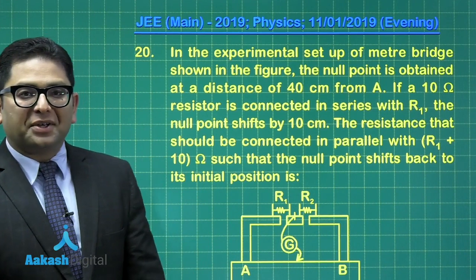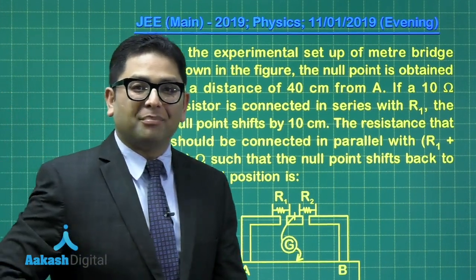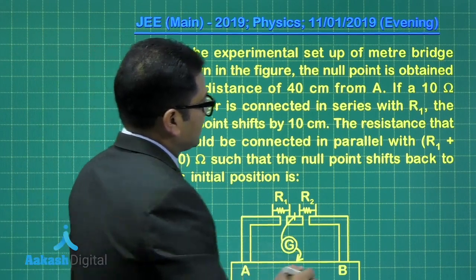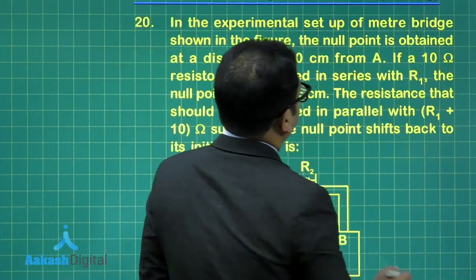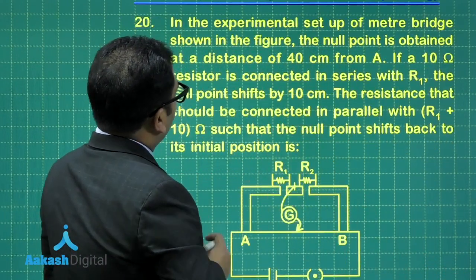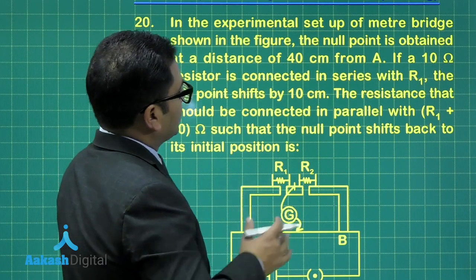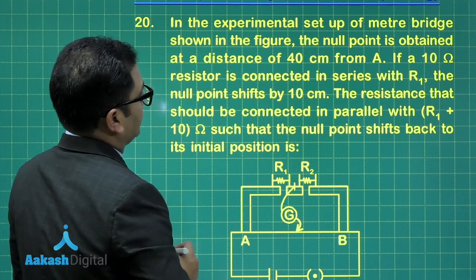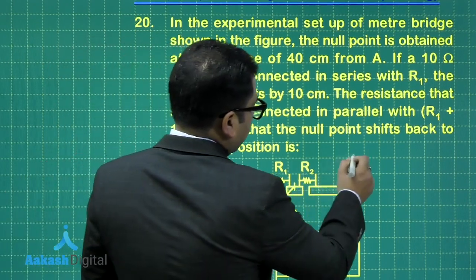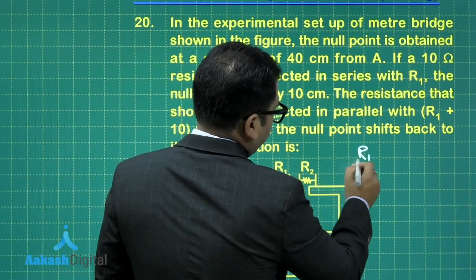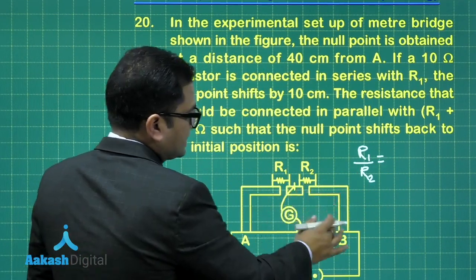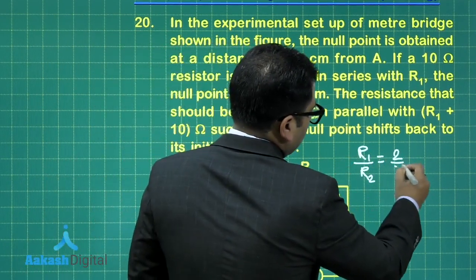Question number 20, experimental physics, meter bridge. It's so clear here. In the experimental setup of the meter bridge, the null point is obtained at a distance of 40 centimeter from A. So initially 40 centimeter here. So the first thing I can write is R1 by R2 would be equal to 40 by 60. So that's going to be 2 by 3.